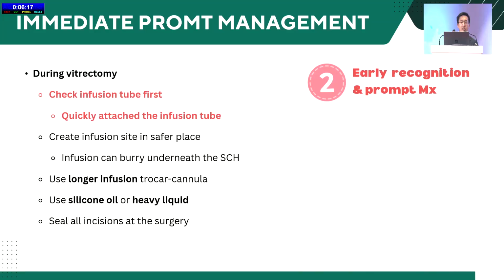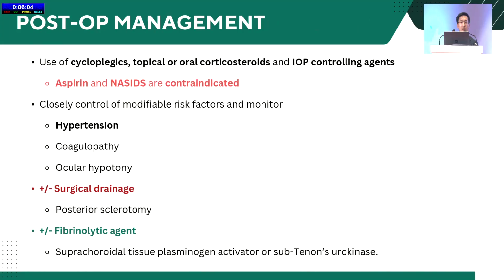You can use silicone oil or heavy liquid to create a tamponade before more blood gets into the suprachoroidal space, and seal all the incisions to create a tamponade effect after the surgery. For post-op management, you can use pain control or corticosteroid to reduce the inflammation. Of course, you need to control the IOP. Please avoid aspirin or any NSAIDs, which can cause more bleeding into the suprachoroidal space. You need to closely monitor and modify other risk factors such as BP or coagulopathy.